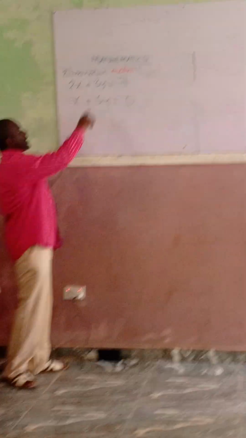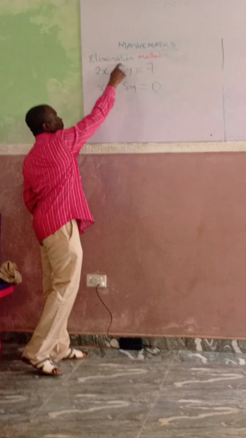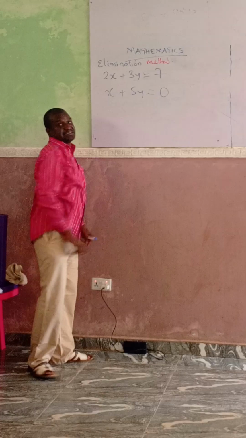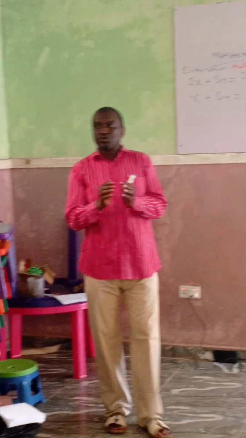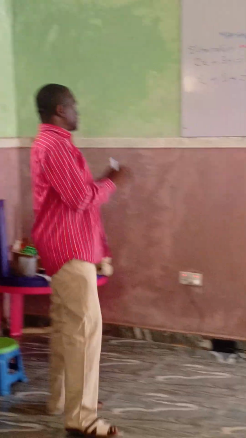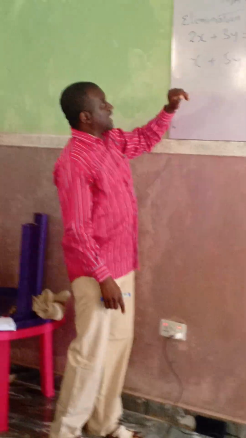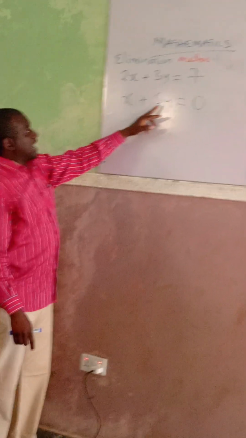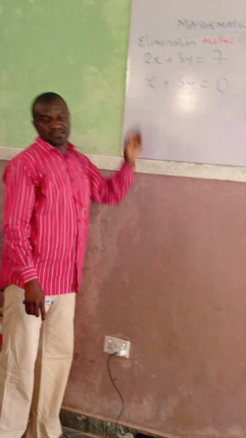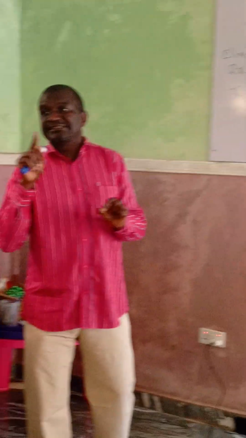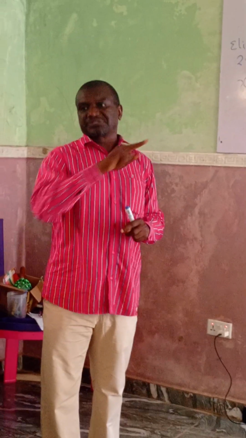For y to be 0, the coefficients here must be the same, because in algebra, for an algebraic term to be 0, the terms must be alike. Another thing we will consider when you are to eliminate y is the sign. If the signs are the same, you subtract.